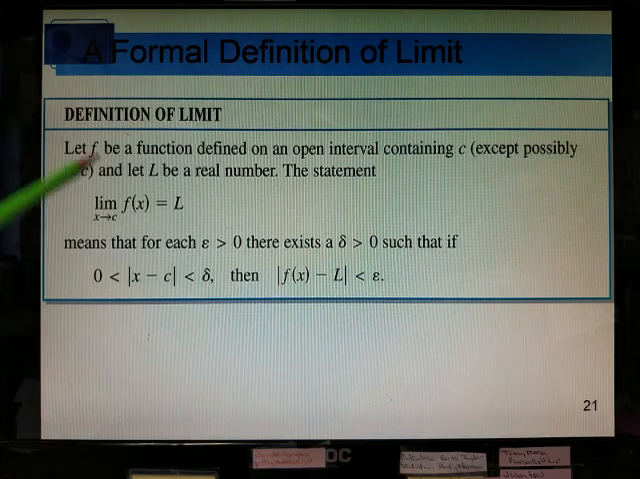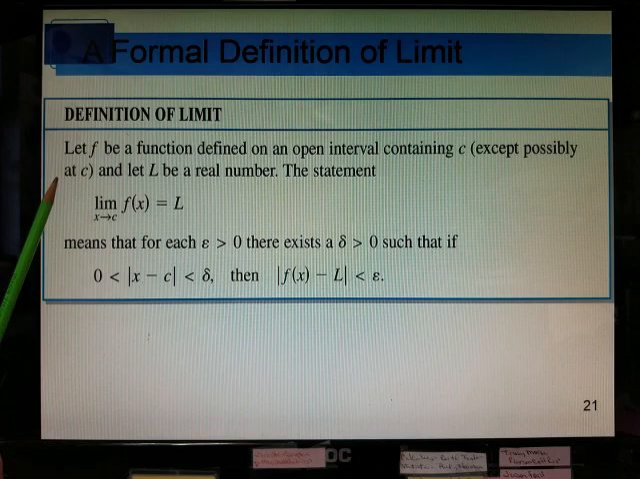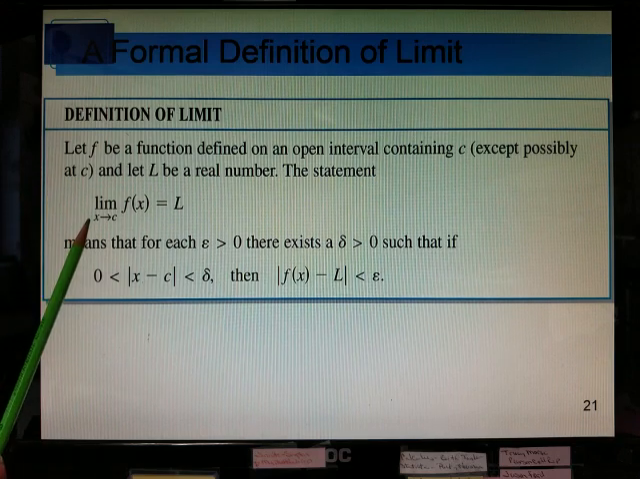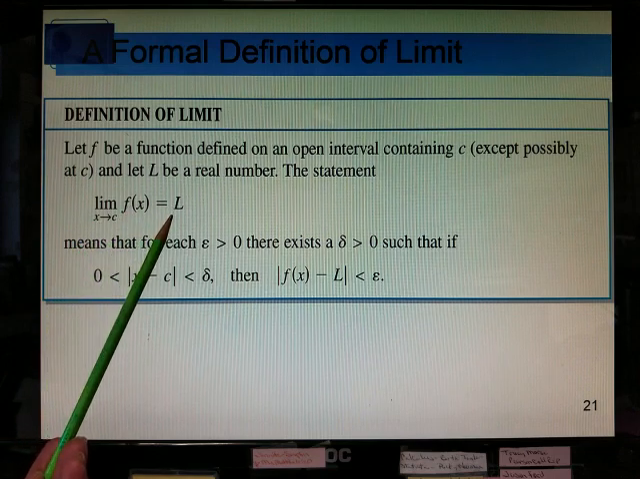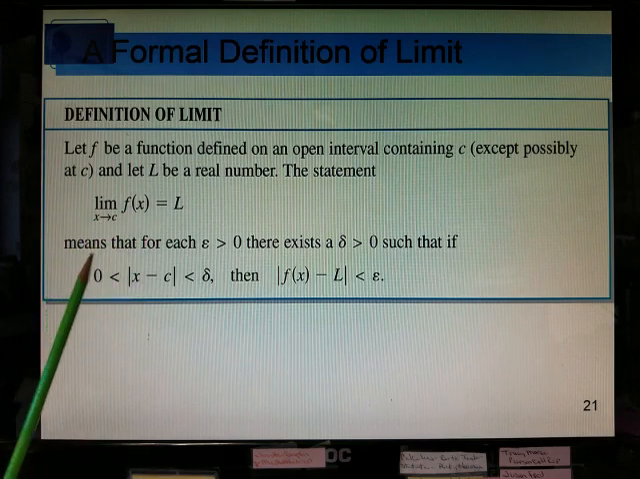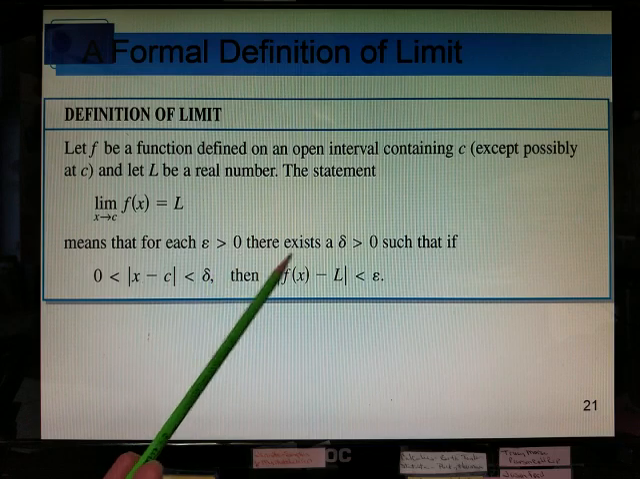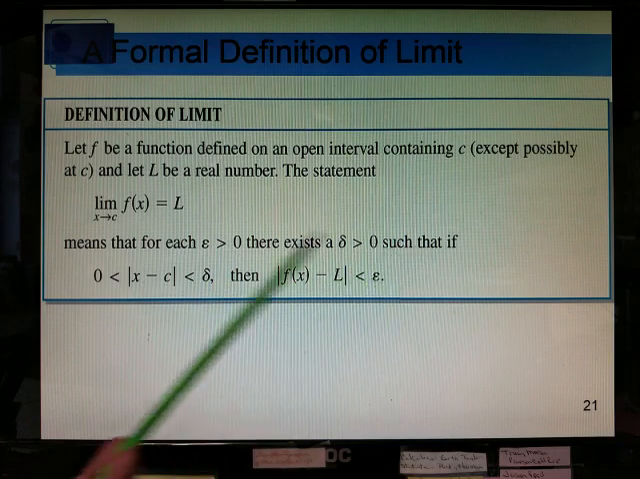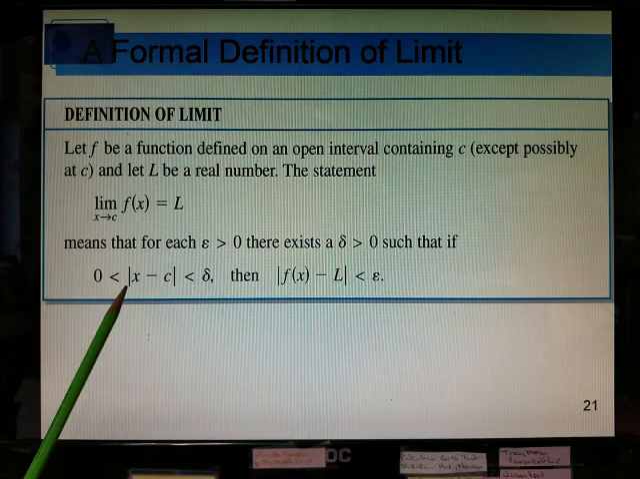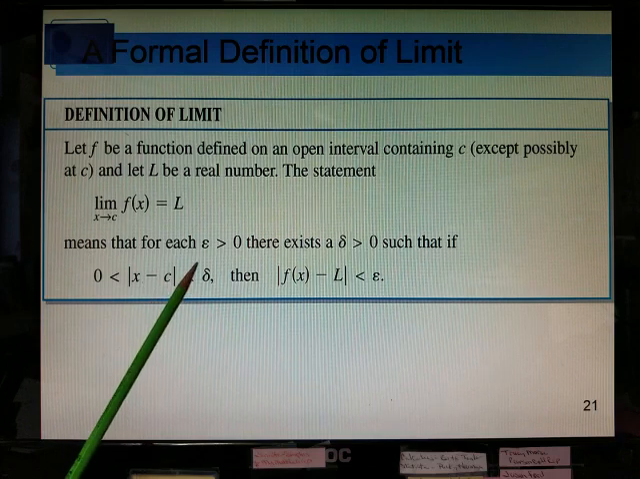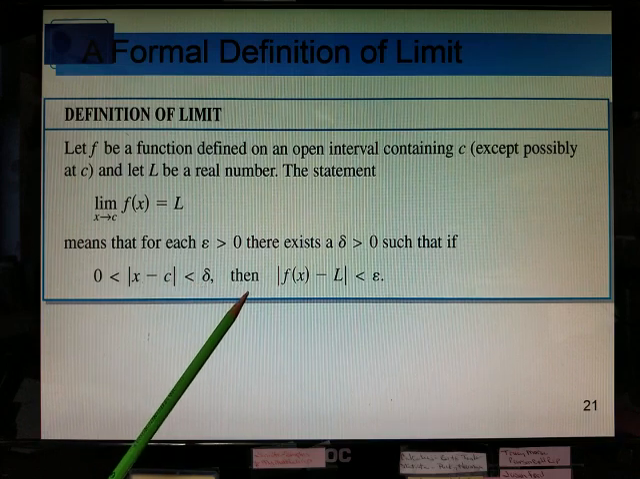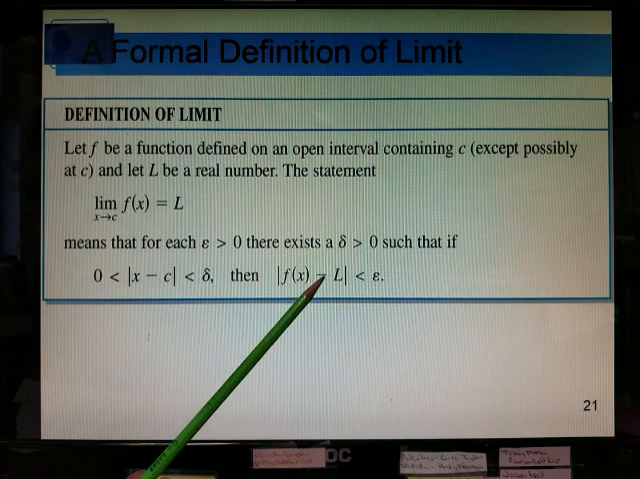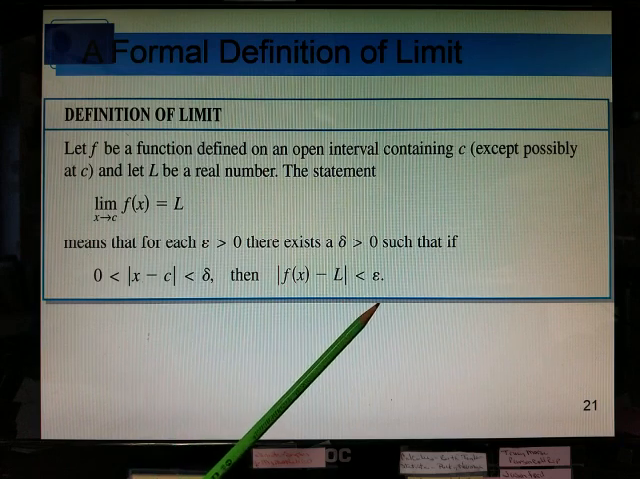So using this formal definition, it's telling me: let f be a function defined on an open interval containing c, and let L be a real number. The statement that the limit as x approaches c of f of x equals L means that for each epsilon greater than 0, there exists a delta greater than 0 such that if 0 is less than the absolute value of x minus c, which is less than my delta, then the absolute value of f of x minus the limit L is less than epsilon.